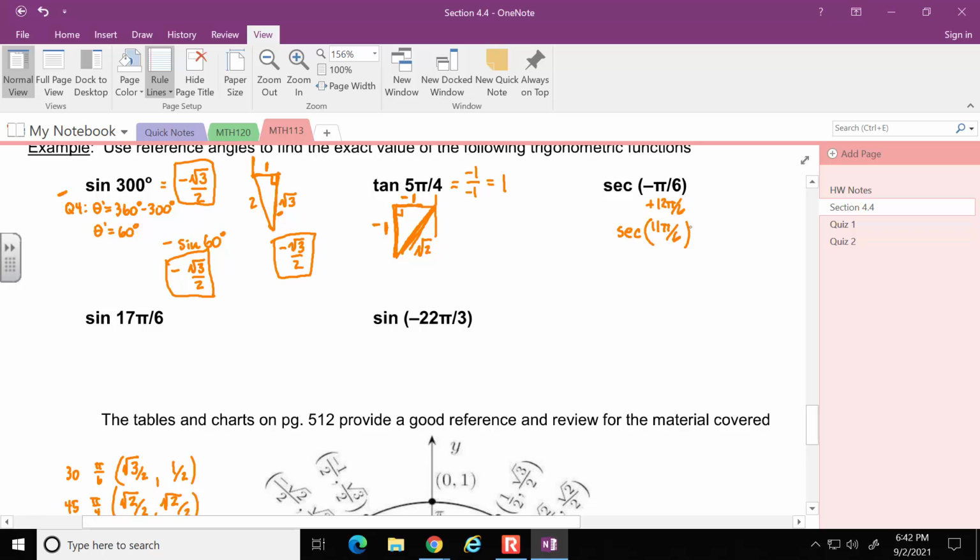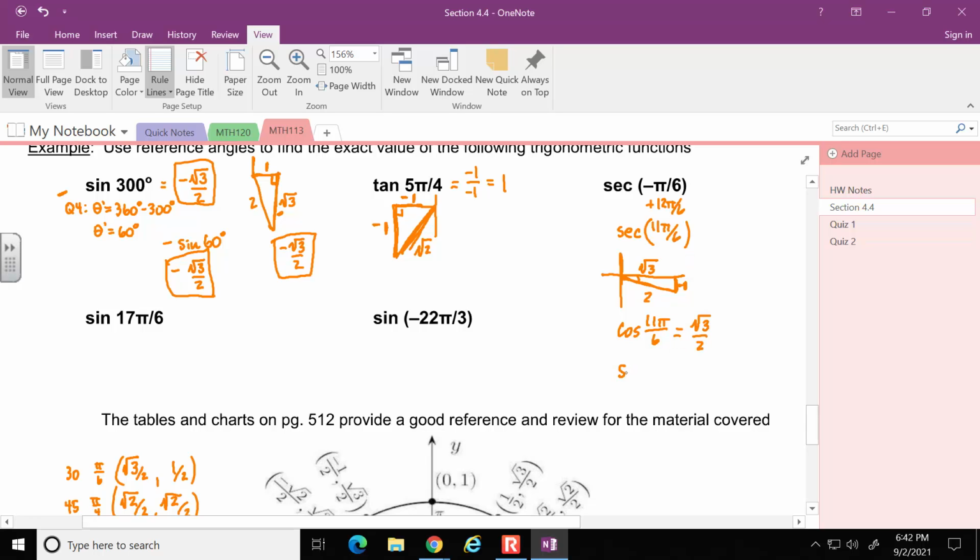11 pi over 6, well, I know that that is in the 4th quadrant, and it has, obviously, a pi over 6 reference angle. So that's going to be my 1, 2, square root of 3 triangle. That's, oh no, that's positive. That's negative. So my secant is going to be the opposite of the cosine. Well, cosine of 11 pi over 6 is square root of 3 over 2, right? Adjacent over hypotenuse.